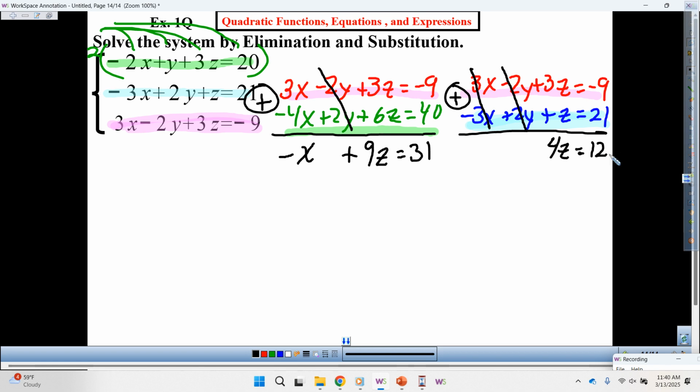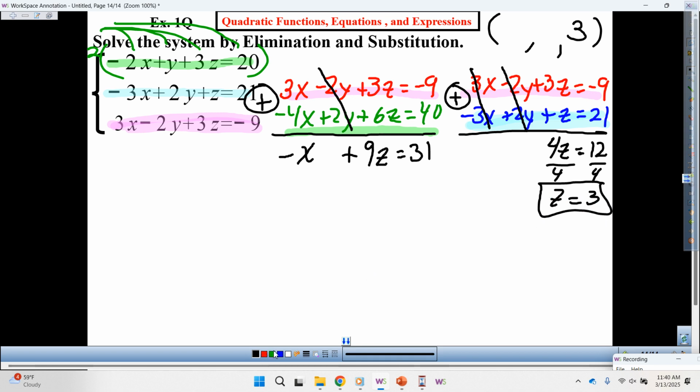Now, look at it. What do you guys notice? Isn't this one missing a variable? Because it already eliminated here, right? Now, check this out. Can we continue in solving for z on this one? Yes? All right. What is z, guys? Yeah, divide by 4, z equals 3. All right, we got z.